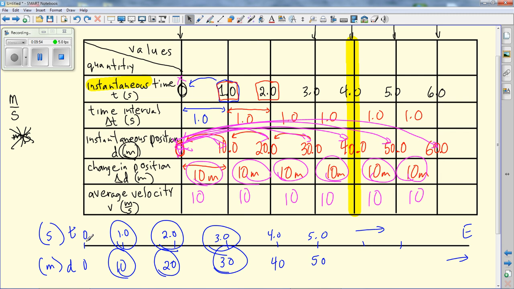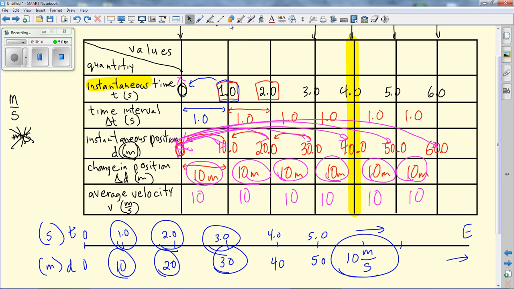Well, in order to actually get to the 10 meter mark in 1 second, to get to the 20 meter mark in 2 seconds, to get to the 30 meter mark in 3 seconds, you must be traveling at a rate of 10 meters every second. So again, every second you're going 10 meters, that's your velocity.